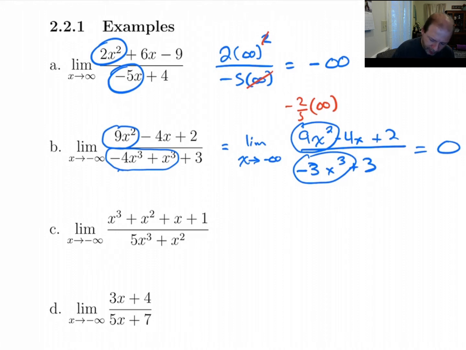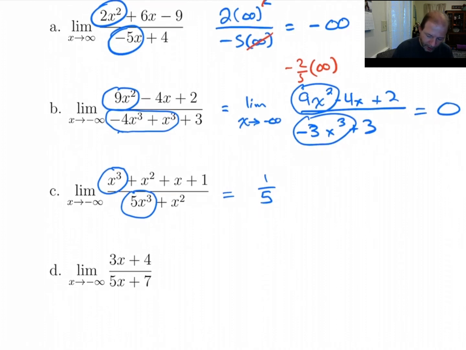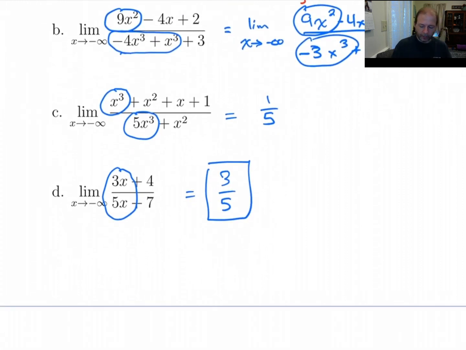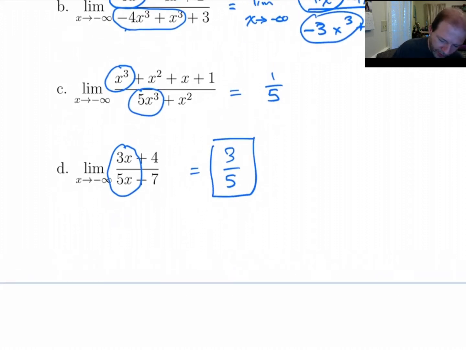Okay, this next one, we've got x cubed on top and 5x cubed on bottom. So again, all we have to do, since they're the same degree, is get the ratio of the leading coefficients. And this one down here is the same thing. x is going to negative infinity, but we've got 3x over 5x, so this is going to be 3/5. All right. Let's do one more example.